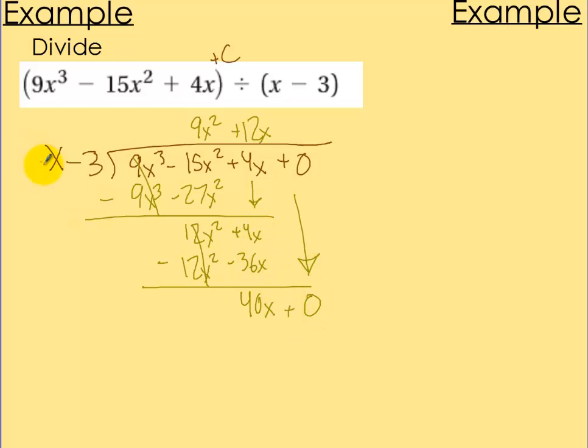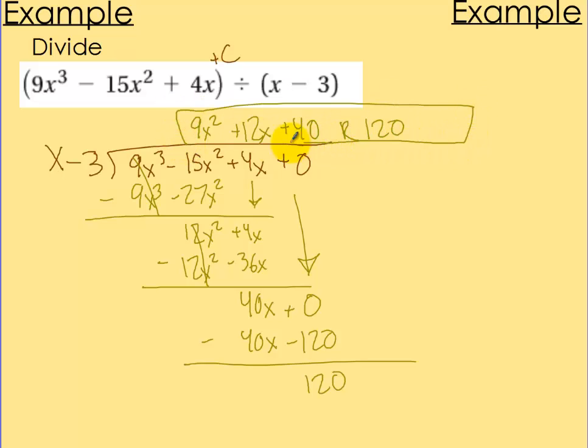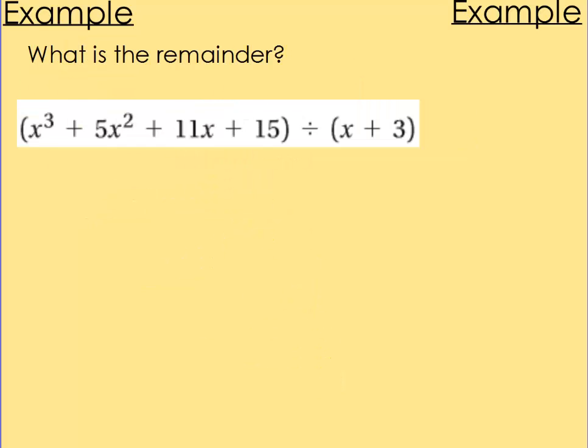So it's going to be x times what is 40? It'll be plus 40. So 40 times x is 40x. And 40 times negative 3 is negative 120. So you subtract that and you're left with 120. So you'll have a remainder of 120. 9x squared plus 12x plus 40, remainder 120. There you go. Next one. Pause the video.